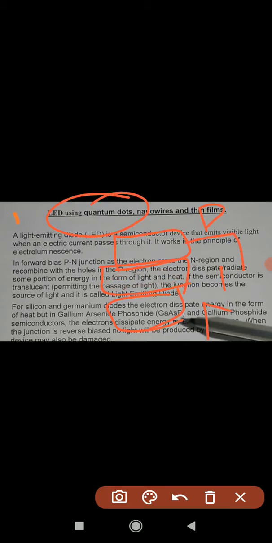I am explaining briefly because we have less time. In a forward biased PN junction, the electrons cross the N region and recombine with holes in the P region. So this is all the theory; just go through it. I am giving a rough explanation here. The quantum dot material is placed between the PN junction, and after connecting the battery, the current flows through the quantum dots, that is, the nanomaterial.